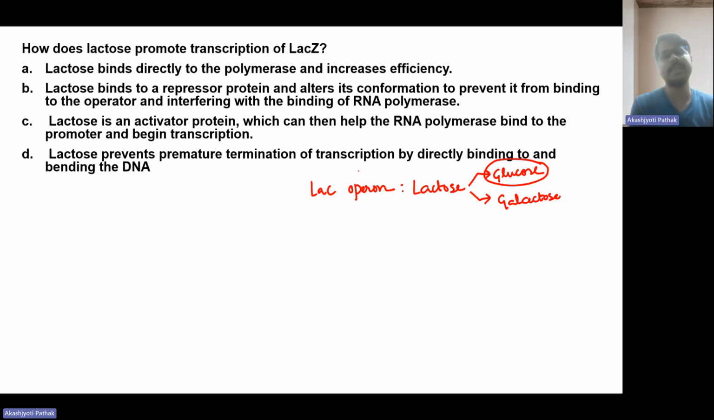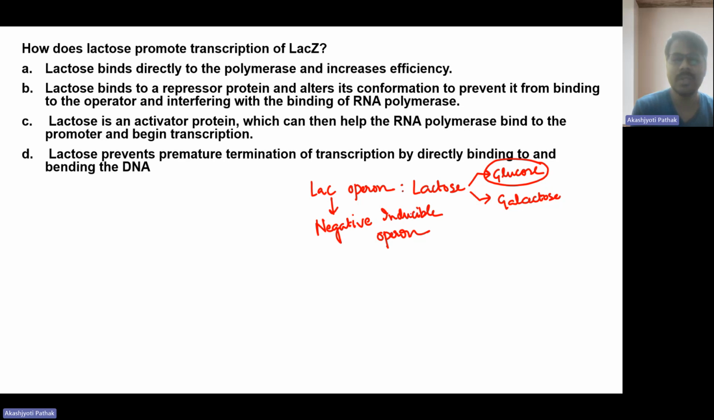Okay, so the lac operon is an example of a negative inducible operon. Why? It is negative because the regulator gene codes for a protein which is a repressor. Why is it a repressor? Because it prevents the RNA polymerase from transcribing the structural genes.